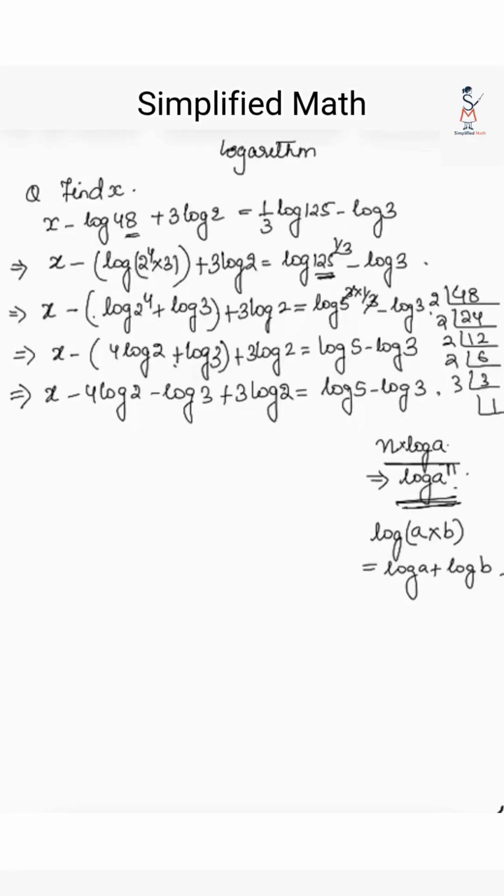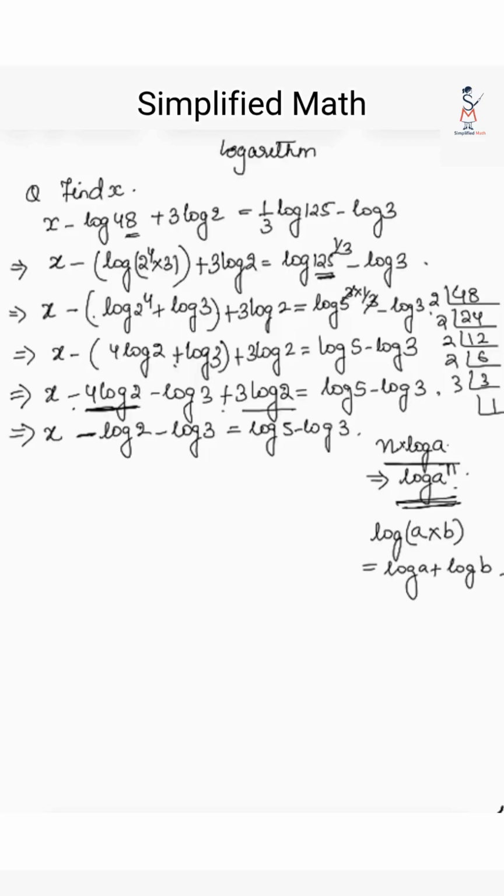Right? Now what we will do, we will try to solve the similar logs. So that is 4 log 2 plus 3 log 2 can be solved together. So minus 4 log 2 plus 3 log 2. So plus minus becomes minus. So 4 log 2 minus 3 log 2. So it will become only 1 log 2, and 4 log 2 will be greater because 4 is bigger. So minus sign. We are following the rules of integers, is equal to log 5 minus log 3.